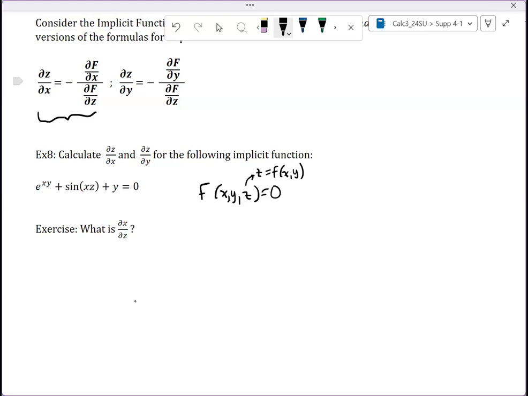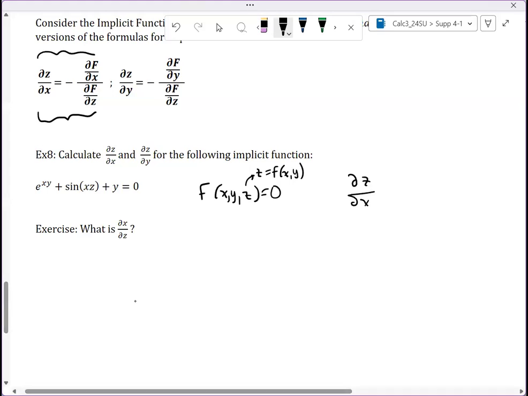And then I said that from up here, the partial of z with respect to x is the partial of big F with respect to x over the partial of big F with respect to z, and with a negative sign.